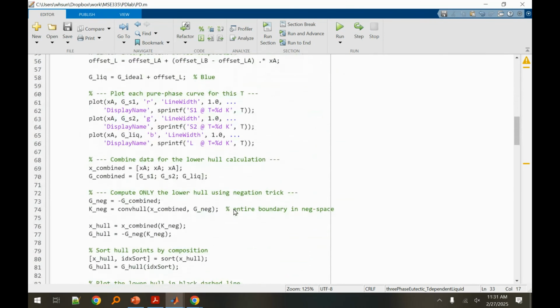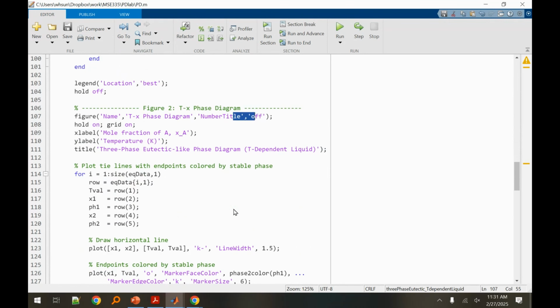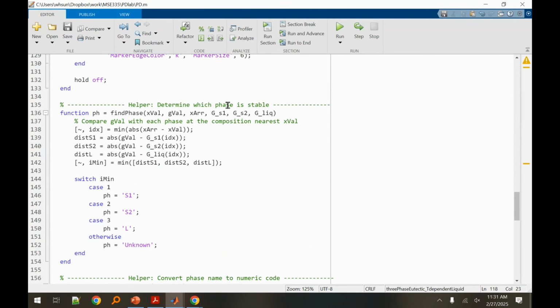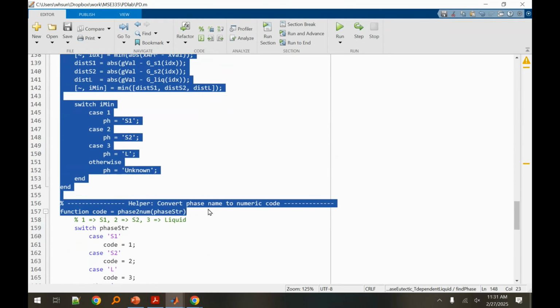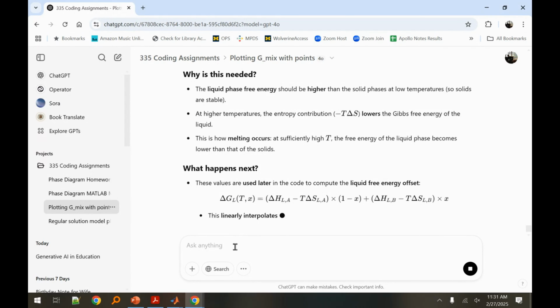You know, let's talk about this. Helper, determine which phase is stable. This stuff is pretty complicated. So, what is happening in this bit here? What is the logic of the code? Can you provide it to me in a pseudocode explanation?